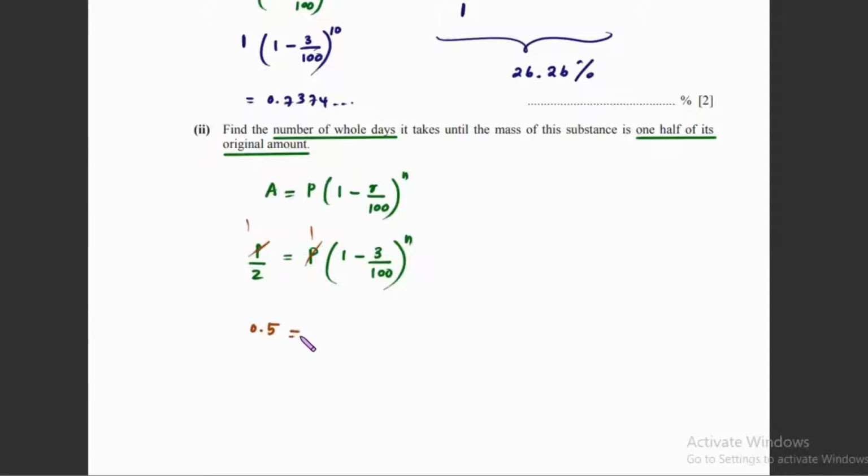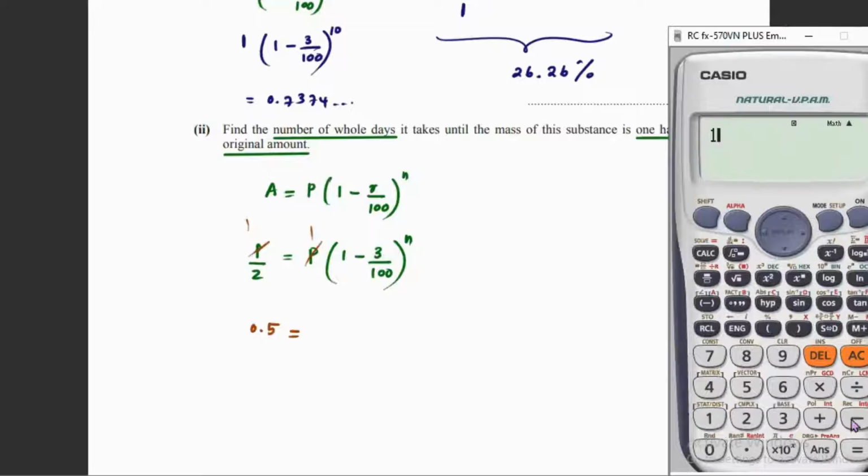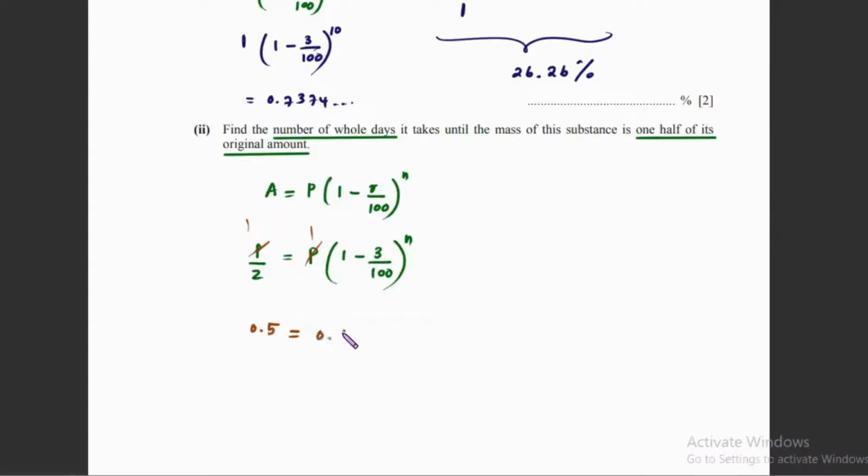So this 0.5 is equal to 1 minus 3/100. 1 minus 3/100 is the same as 0.97. So I can write this as 0.97 to the power n. Now, to find the value of n, I'm going to put different values for n so that it's equal to 0.5 or slightly below this value. Only then I know that the substance has reached 1/2 of its original amount.